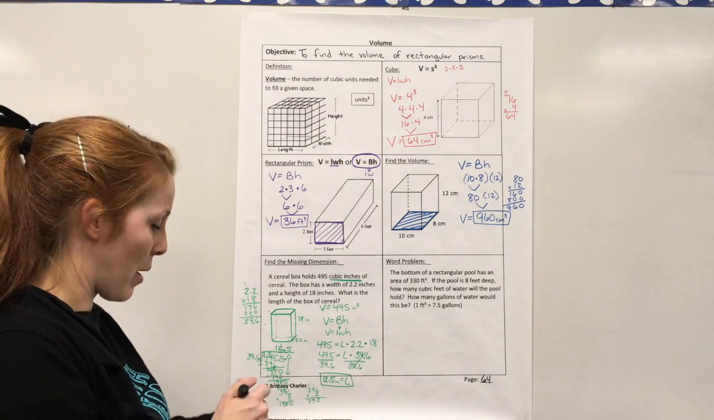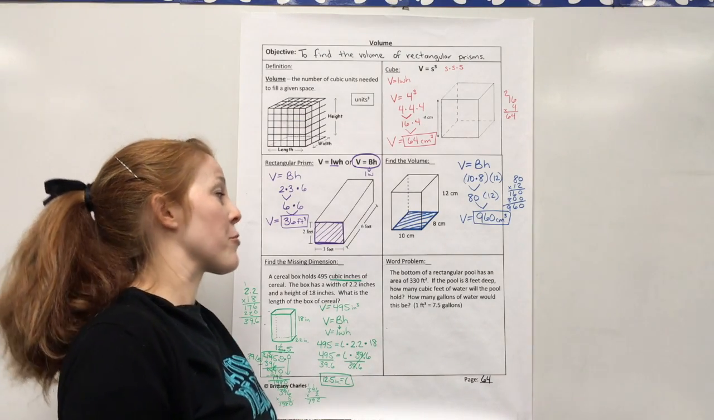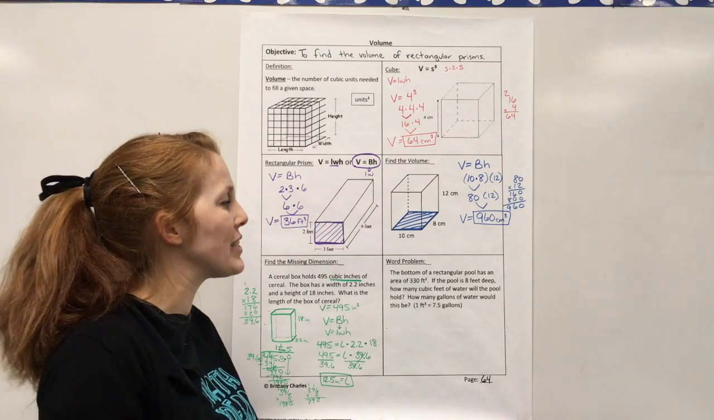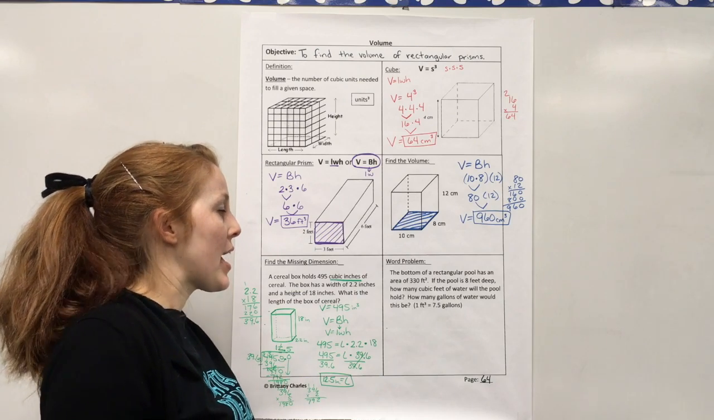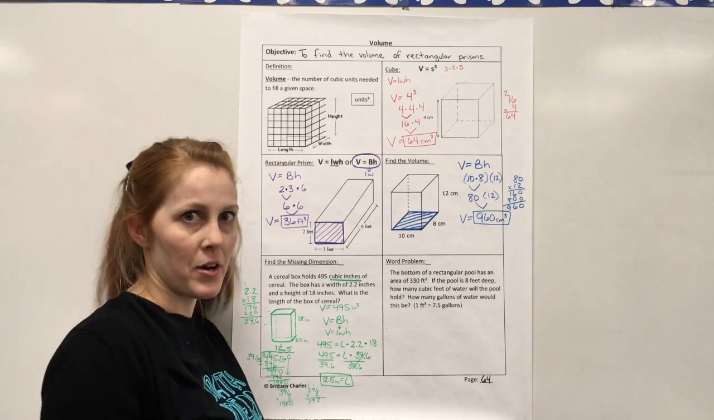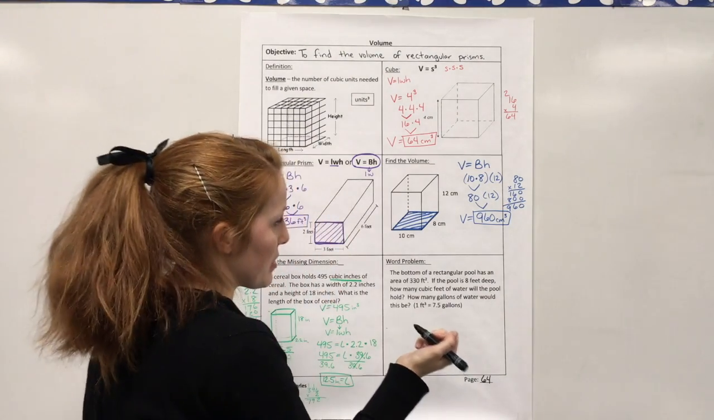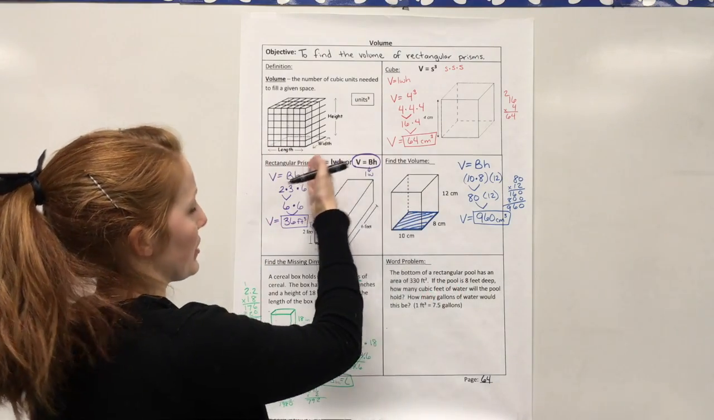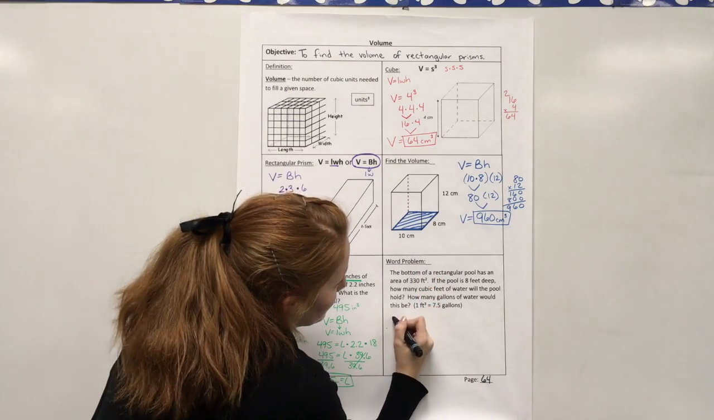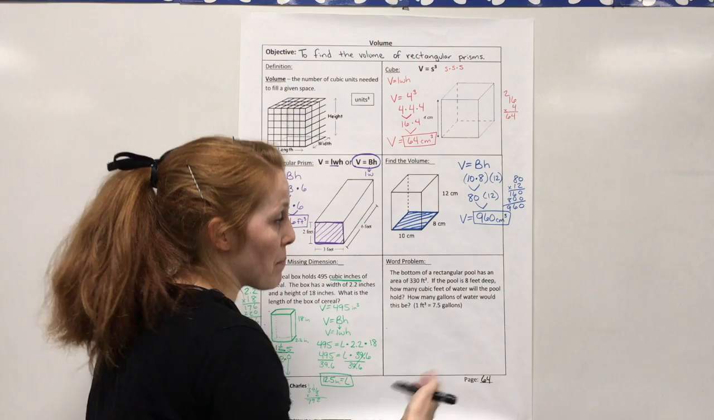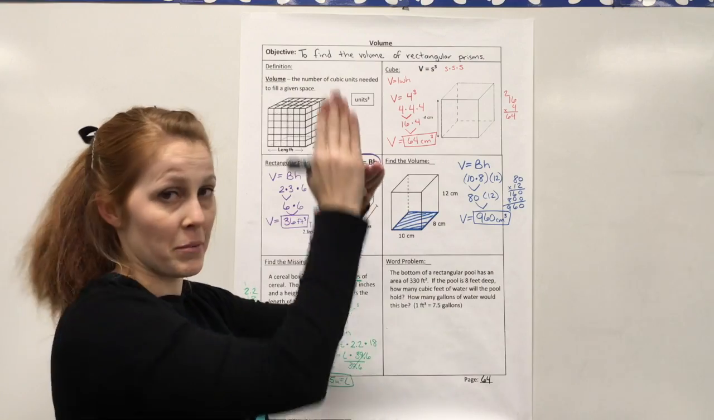Okay, last word problem. The bottom of a rectangular pool has an area of 330 feet squared. If the pool is 8 feet deep, how many cubic feet of water will the pool hold? How many gallons of water would this be? All right, so first of all, let's draw a picture. So we're going to assume this is the shape of a rectangular prism because it says the pool's rectangular and then it has a depth. So in this case, the depth is the same as the height because it's just going down as opposed to up, but it's still the same dimension.